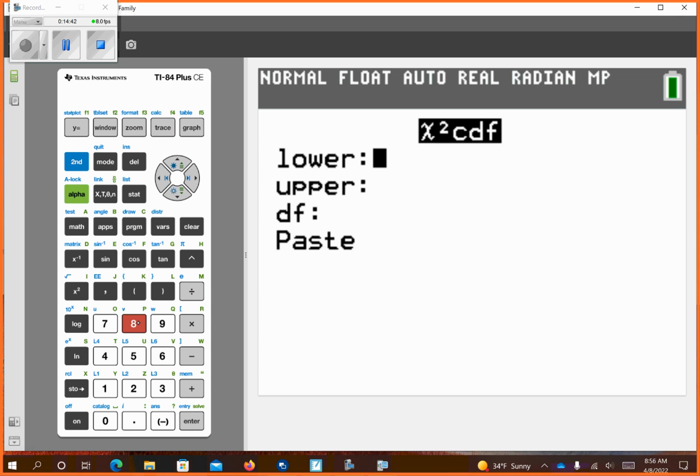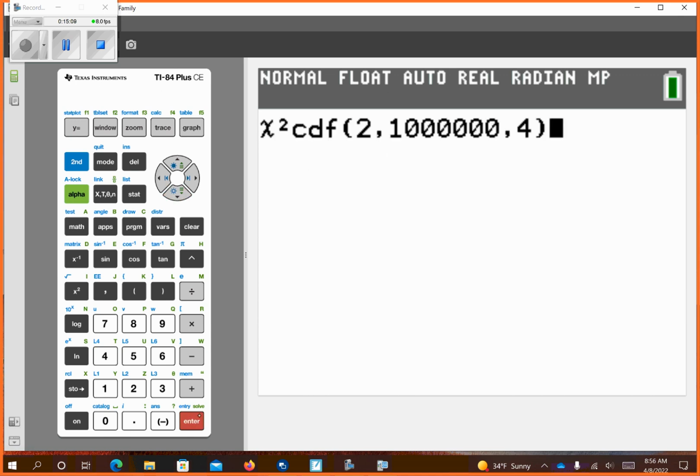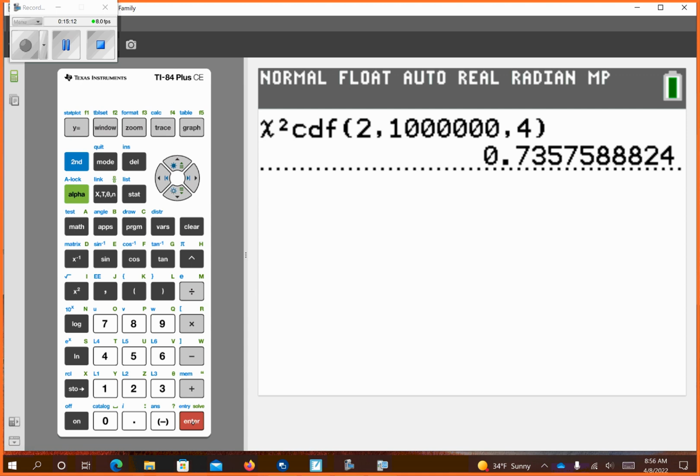Our lower is going to be the sum of the chi-squared. The upper has to be a big number, so I don't know, a million. Sound good? And then our degrees of freedom is going to be 4. If we do that, that's what it shows up as. We are finding roughly 0.74, or 0.735. So the p-value calculated from that is roughly 0.735.